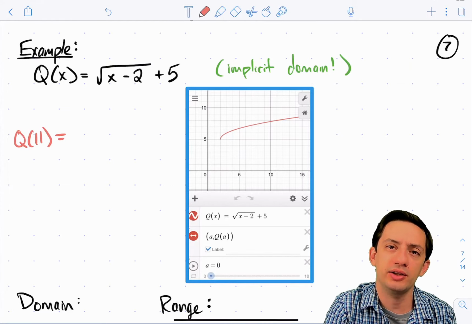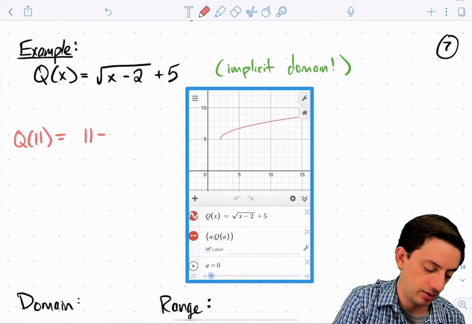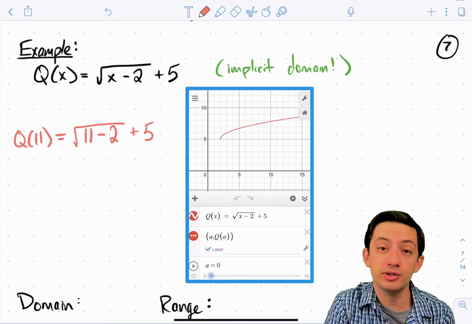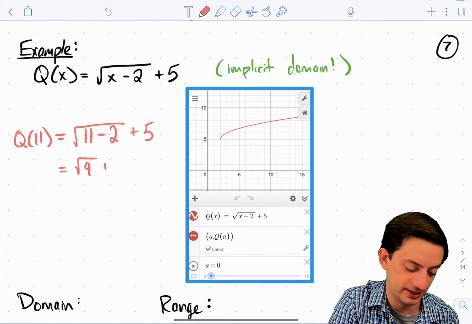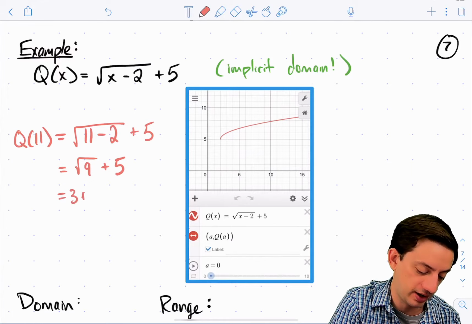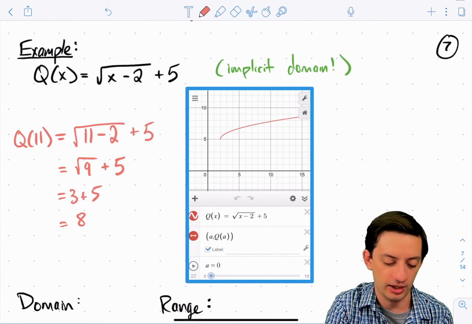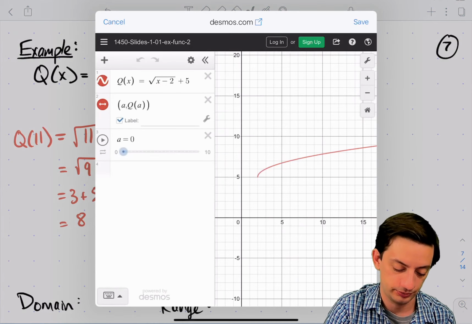So when you plug in 11, what happens? Well, the first thing we do is 11 minus 2, and then the square root of that, and then plus 5. So 11 minus 2 is 9. That's why I knew this would work out nicely, because the square root of 9 is easy. The square root of 9 is 3, so this is 3 plus 5, which is 8. Okay, now let's go into our graph and see it plotted for us.